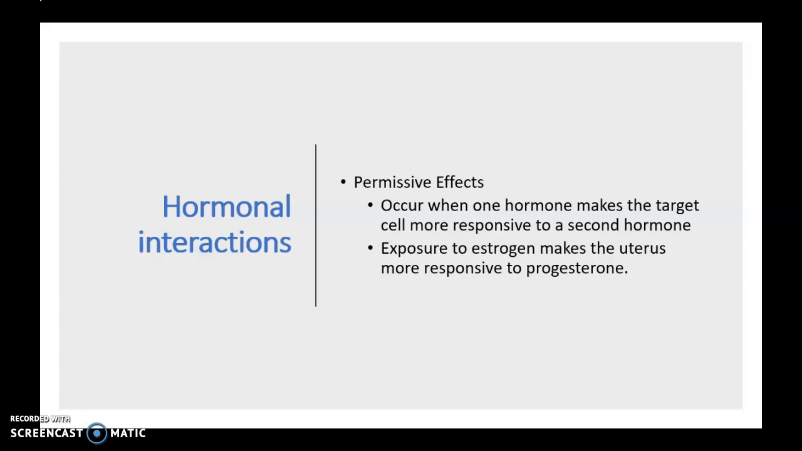And a classic example is, prior exposure of the uterus to estrogen, for example, induces formation of receptor proteins for progesterone, which improves the response of the uterus when it is subsequently exposed to progesterone. Therefore, we can say that estrogen has a permissive effect on the responsiveness of the uterus to progesterone.